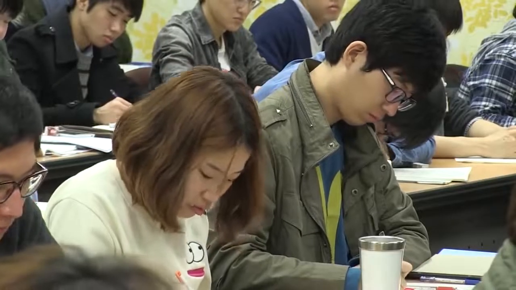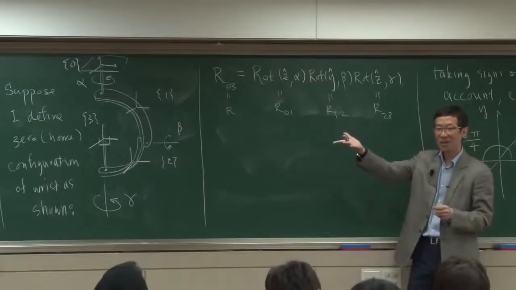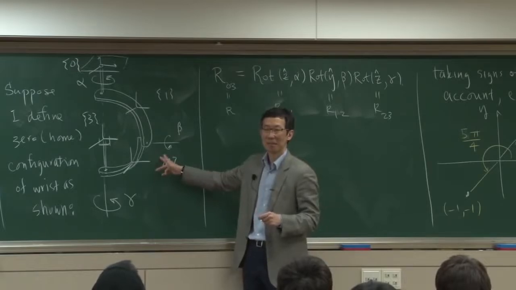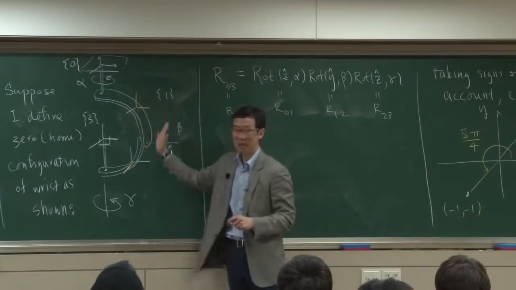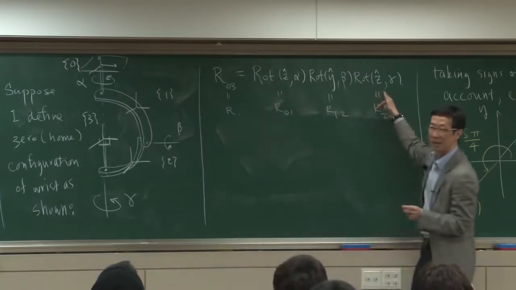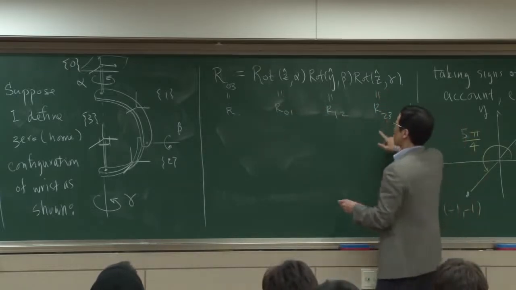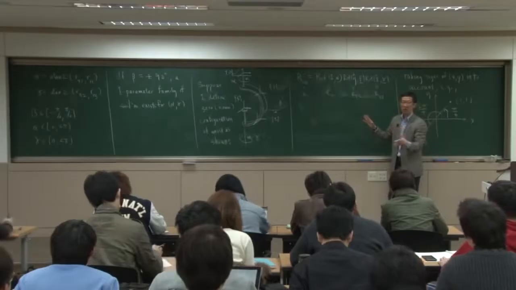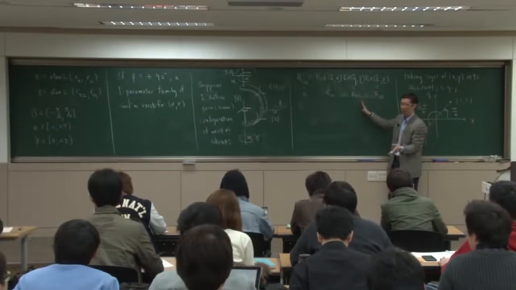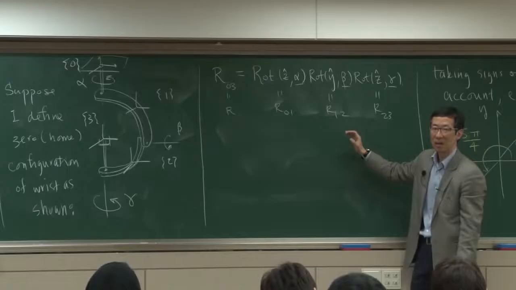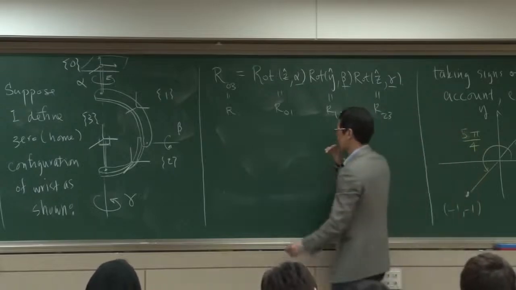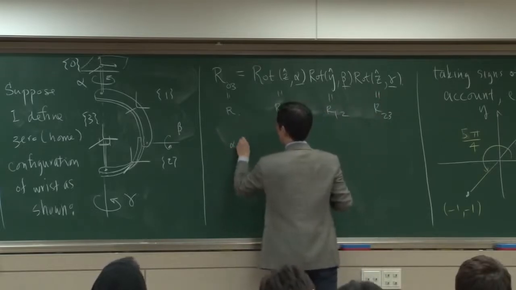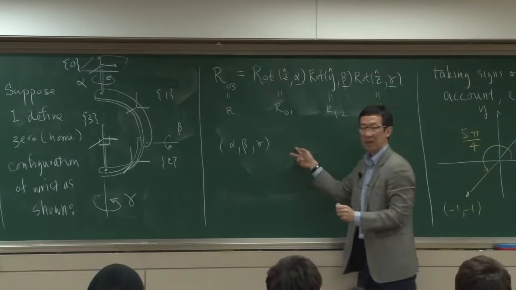It's the same wrist. All I've done is redefine the home configuration. Then I attach reference frames, do the same analysis, and I get this. So the alpha, beta, gamma defined this way is also a valid three-parameter representation for rotations, but it's different here. So alpha, beta, gamma defined this way.